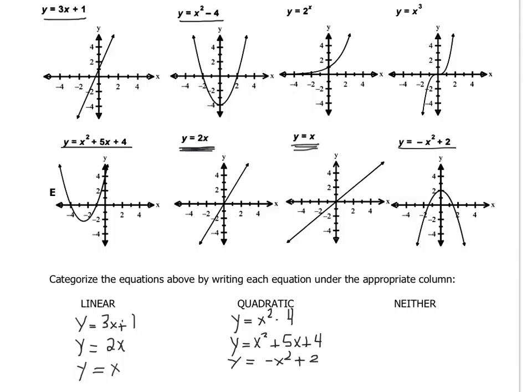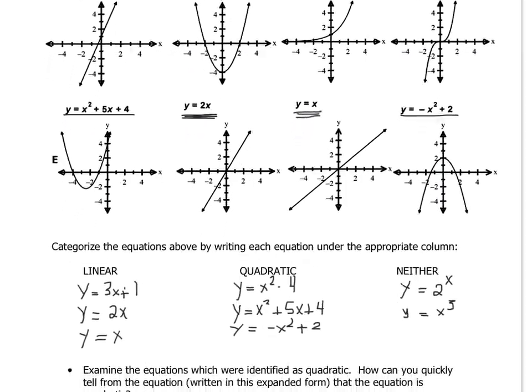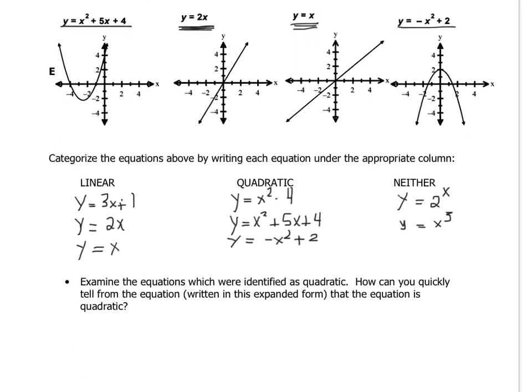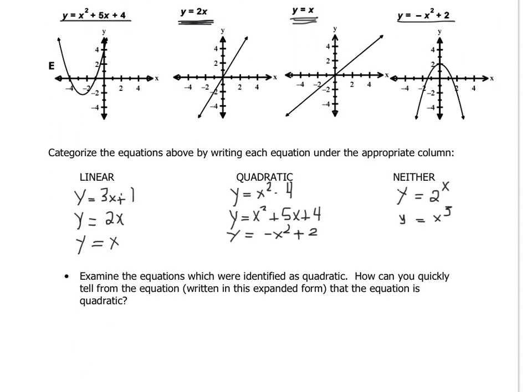So that leaves us with the ones that aren't linear or quadratic: y equals 2 to the x and y equals x cubed. Now if we look at those equations, you can see that every single quadratic equation had an x squared term in there. So when it's written in expanded form, a quadratic would need to have an x squared term.